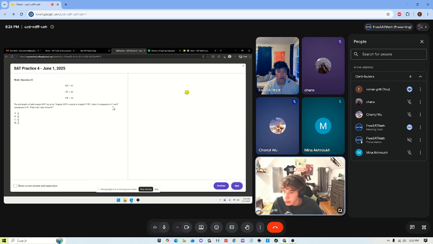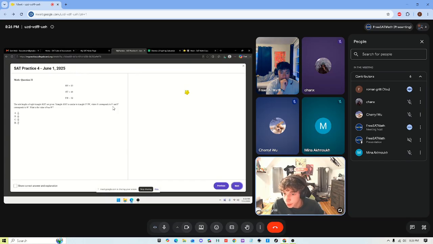But okay, it says the side lengths of the triangle RST are given. RST is similar to UVW. So remember, if triangles are similar, all the angles are the exact same, they correspond to each other. But what the College Board is testing on this one is that just because they're similar, it doesn't mean the side lengths are the same. So we'll keep that in mind. What is the value of tan W?